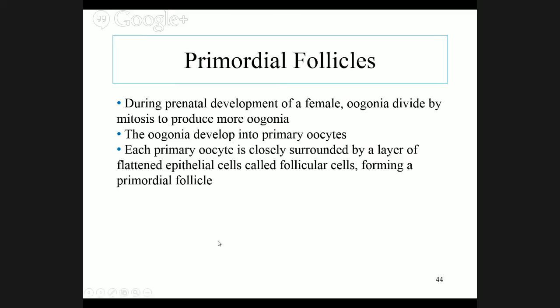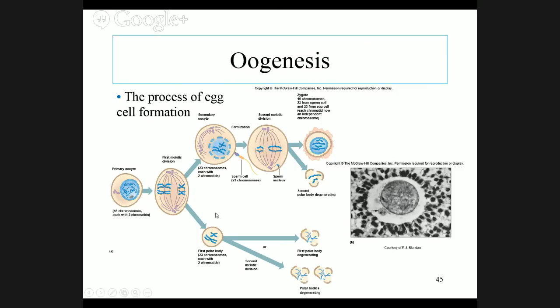So early in development, the primary oocytes begin to undergo meiosis, but the process soon halts and does not continue until the individual reaches puberty. Once the primordial follicles appear, no new ones form. Instead, the number of oocytes in the ovary steadily declines as many of the oocytes degenerate.